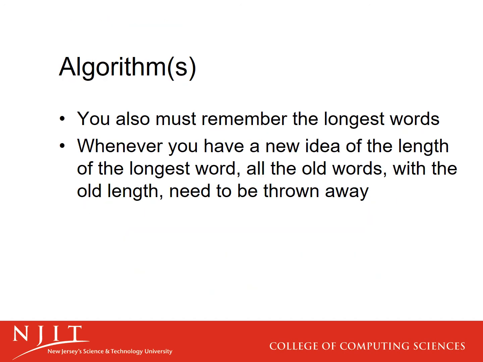And remember, you also have to remember the longest words. And so when you change your idea of what the length of the longest word is, all those other words that you'd previously collected are wrong, right? They're no longer long enough. So you throw them out. You just clear the container out and populate it with the new word that you just discovered. And if you execute that algorithm, you should be able to collect all the information that you need to generate the output that the various options require for this programming assignment.